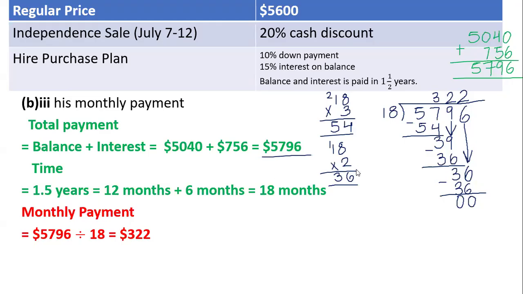So we basically need to figure out how many months there are in 1.5 years. 1 year is 12 months and a half is 6 months, so that would be 18. Then we gotta divide 5,796 into 18, which is $322. So you have to pay $322 monthly. Very good job, Ronald. Anyone else want to volunteer to explain this?